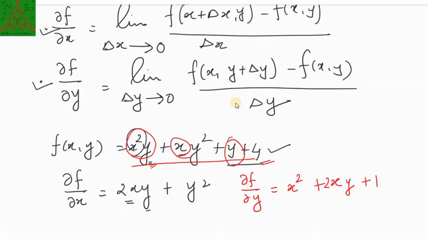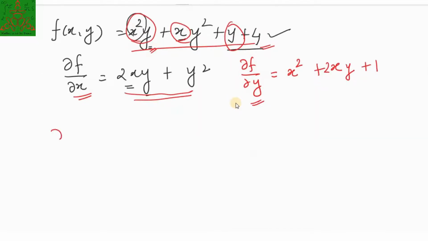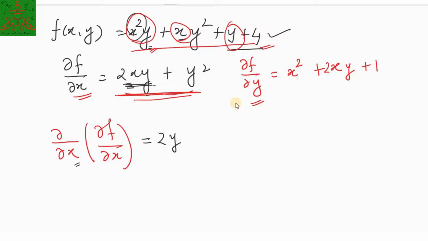Now you can observe that del f upon del x and del f upon del y are also functions of x and y, so we can talk about their second derivatives. There are 4 types of second derivatives. Let's say it is del upon del x of del f upon del x, the partial differentiation of this same quantity with respect to x. What you will have is 2y will become constant and the derivative of x will be 1, and the derivative of y square will be 0, and this will be denoted as del square f upon del x square.